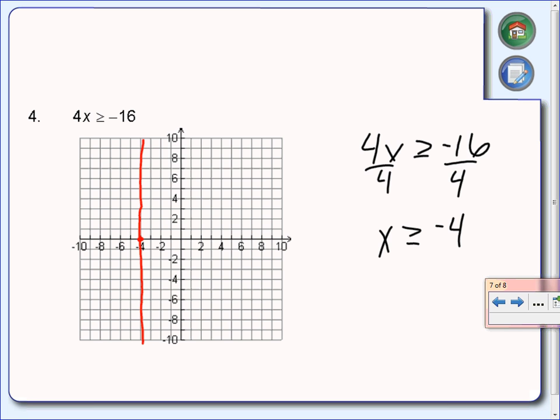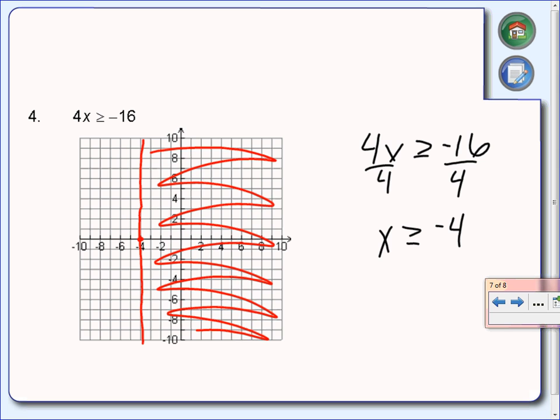greater than or equal to a negative 4. Which side are the x values greater than a negative 4? The ones to the right or the ones to the left? Right, to the right. That's the side that I'm going to be shading. This is where my x values are greater than a negative 4.